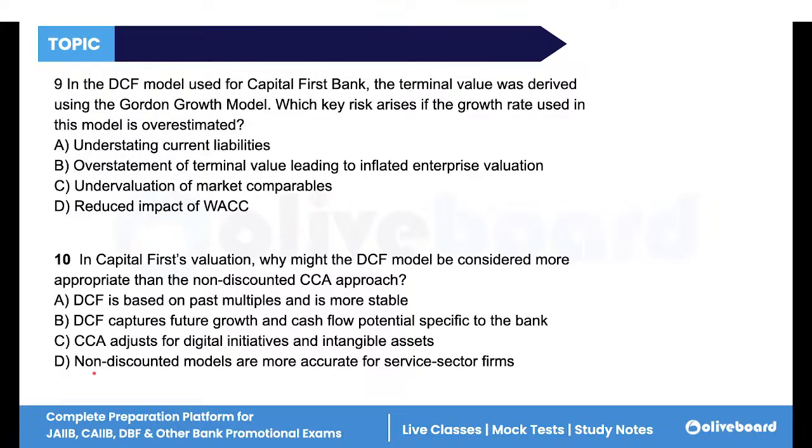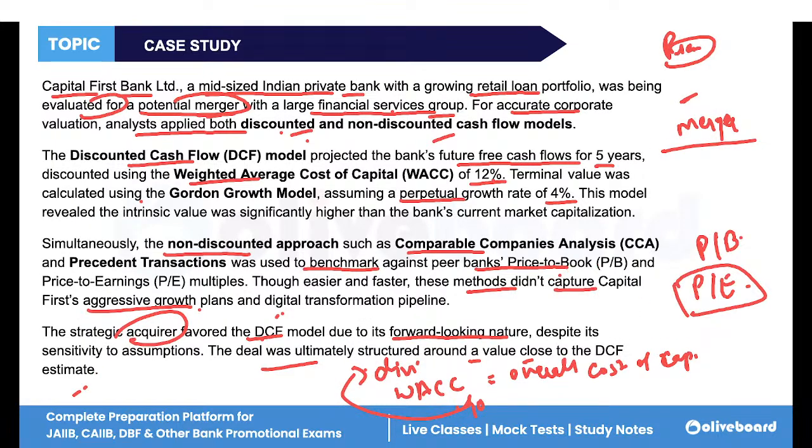In this case study, two values have been taken, that is price to book value and price to earning value. Price to earning value is your market price per share upon your EPS. And price to book value is your MPS upon your book value.